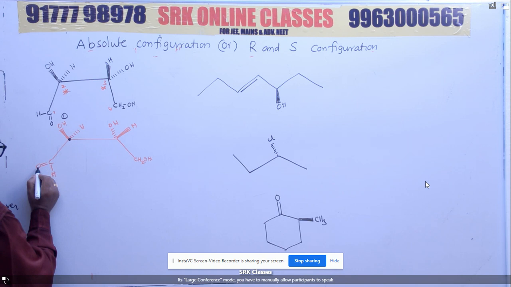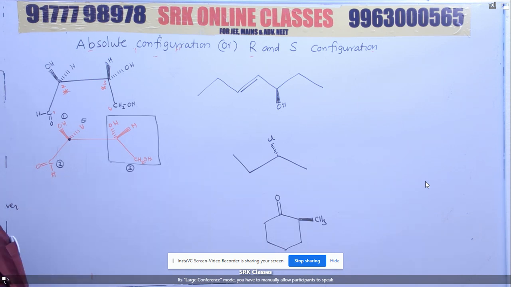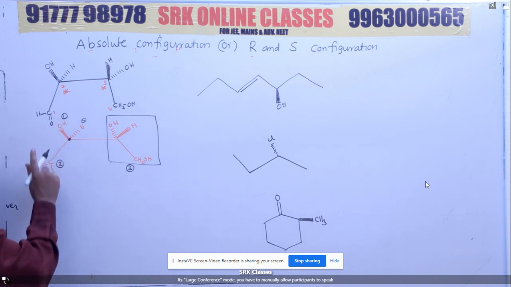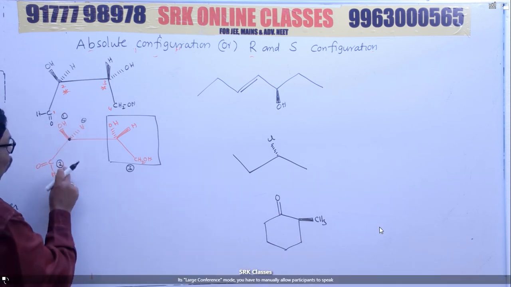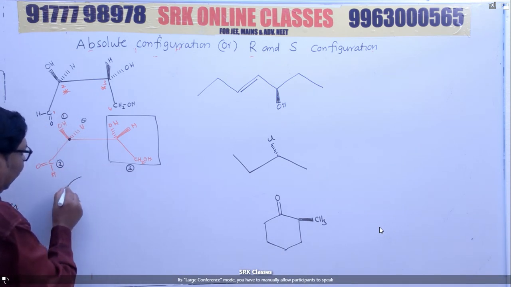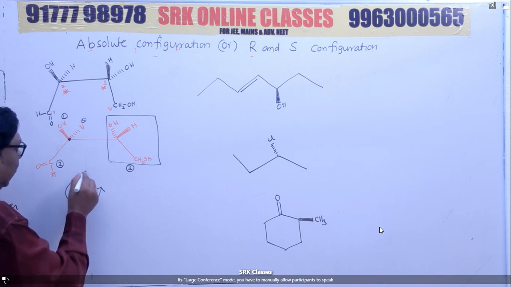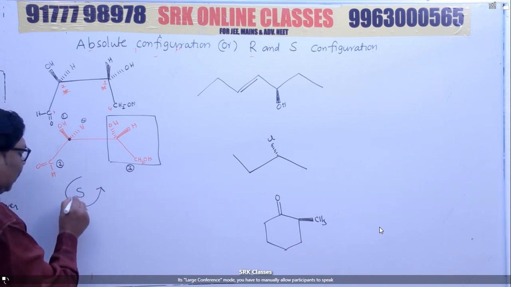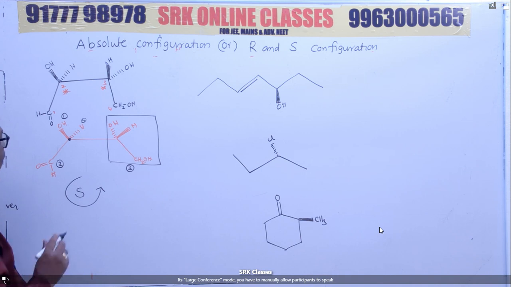Now, this is the fourth one. I have given priority for all the 4. Now, connect the first 3 priority groups: 1, 2, 3. It will be like this. This is anti-clockwise direction. Therefore, it is S, because the fourth priority group is away from the observer.